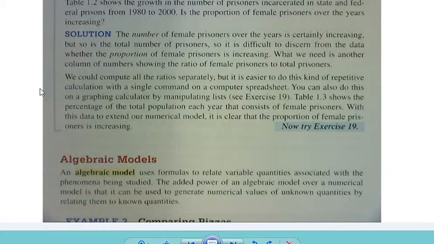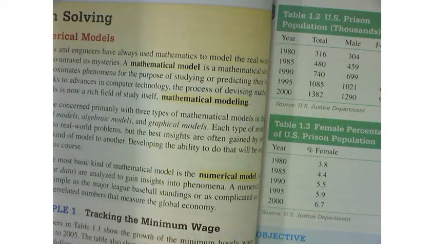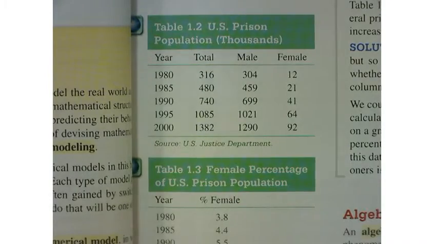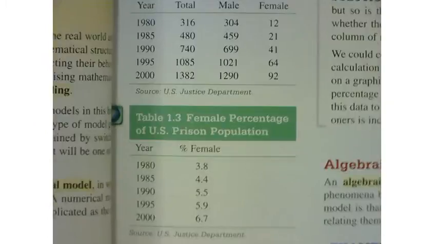Here it is. It says table 1-2 shows us the growth in number of prisoners incarcerated in state and federal prisons from 1980 to 2000. Is the proportion of female prisoners over the years increasing? So that's what we're going to look at. So let's look at that table and get an idea of what we're talking about. So this is the table here. Let me zoom in on it a little bit and see what we've got here.